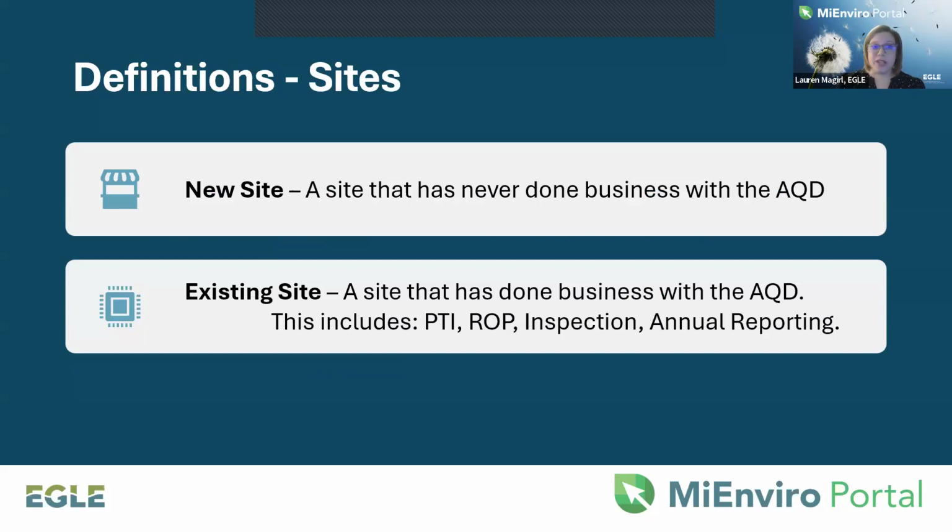As we have talked about new sites versus existing sites within MiEnviro for the AQD, a new site is a site that's never done business with the AQD. An existing site is a site that's done business with the AQD. This would include permit to install applications, or permit to install permits, ROPs, any inspections, and annual reporting. Towards the end of today, I will show how to set up a new site within MiEnviro with our form for AQD.